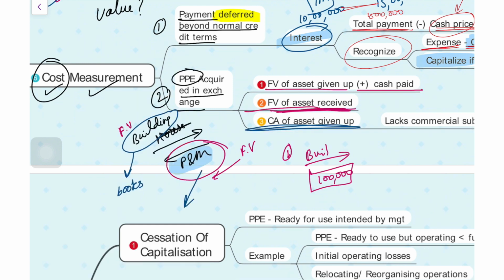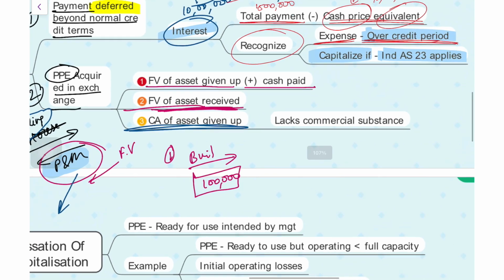Okay, so these are the three ways by which you can record a PPE which you have acquired in exchange, and this is the priority also. First, fair value of asset given up plus any cash paid. Second is fair value of asset received, and third one is carrying value of asset given up.